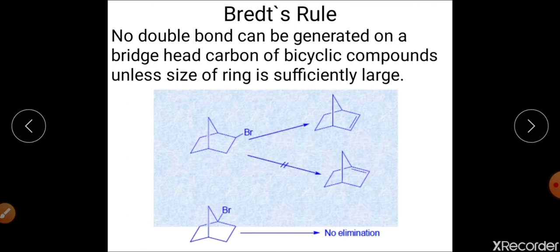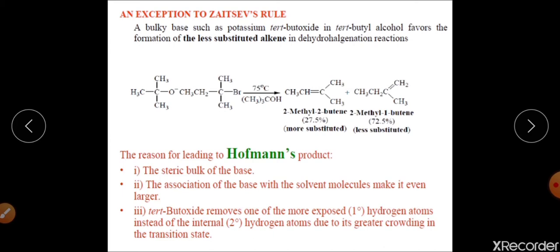The reason behind that is again Bredt's rule. This is the bridgehead carbon, the position where a double bond cannot exist, cannot be synthesized, right? For example, this is the case where we cannot have any elimination reaction, because the elimination of this particular bromine will create the double bond either at this position or this position or this position, and Bredt's rule will not allow the formation of this kind of double bond. So this is another rule that governs the orientation of the elimination reaction.